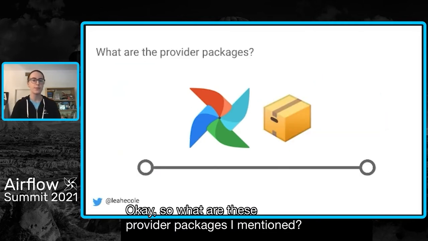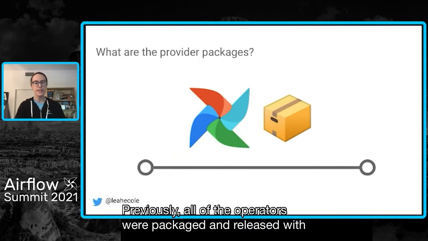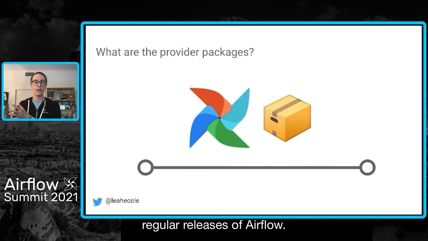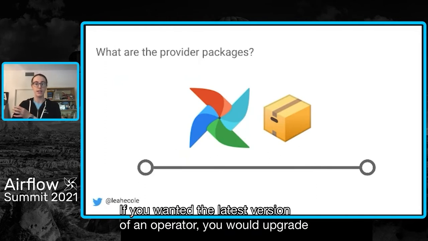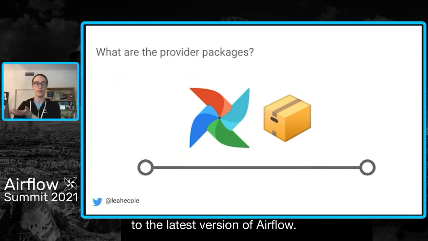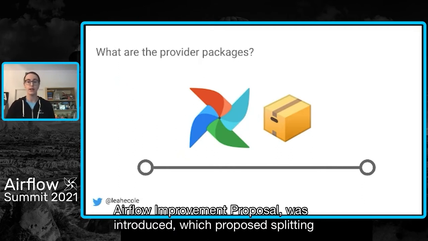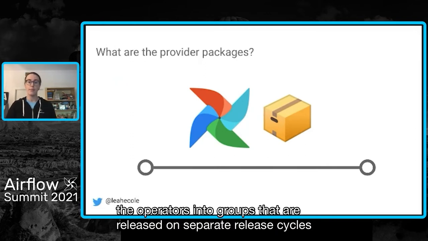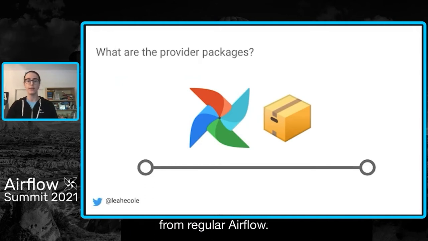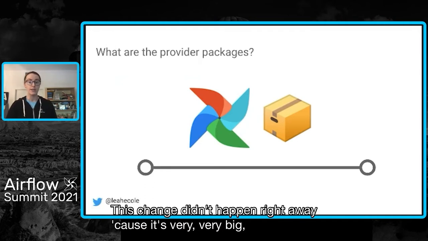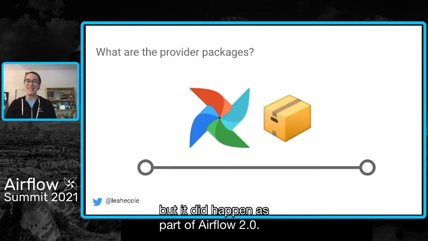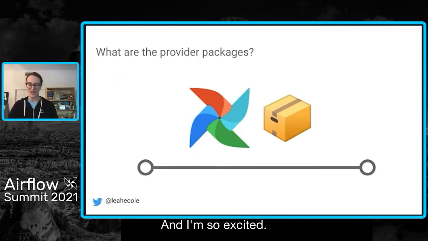Okay, so what are these provider packages I mentioned? Previously, all of the operators were packaged and released with regular releases of Airflow. If you wanted the latest version of an operator, you would upgrade to the latest version of Airflow. This was a pain point for a lot of Airflow users, and so an AIP, or an Airflow Improvement Proposal, was introduced, which proposed splitting the operators into groups that are released on separate release cycles from regular Airflow. This change didn't happen right away because it was very, very big, but it did happen as part of Airflow 2.0, and I'm so excited.